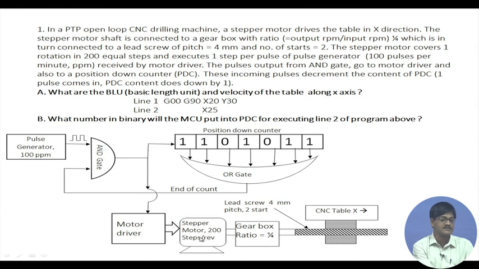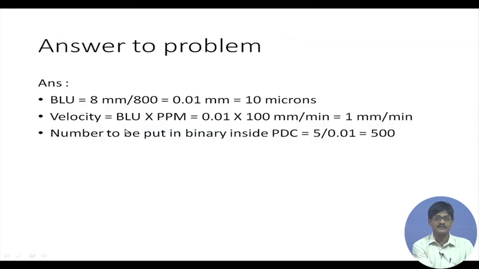So, 4 rotations of the stepper motor produce 1 rotation of the lead screw, resulting in 8 millimeters of table movement, and 4 rotations of the stepper motor will require 200 into 4 equal to 800 pulses. So, 800 pulses giving 8 millimeters of movement. That means the basic length unit must be 8 divided by 800 equal to 0.01 millimeters equal to 10 microns. So, basic length unit is equal to 10 microns.